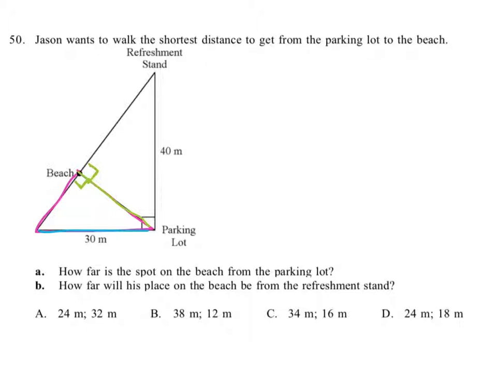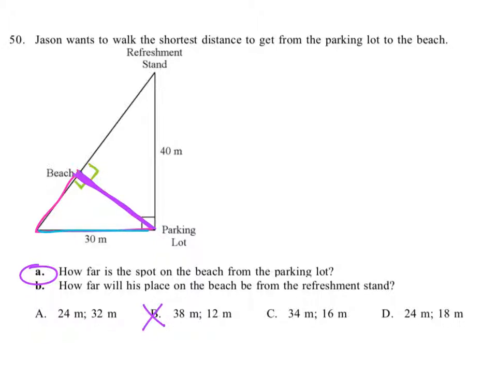So if A says, how far is the spot on the beach from the parking lot? Parking lot to beach, this length right here, that's what they're asking for. Well, look at what their choices are. For B, it says 38. It can't be longer than the hypotenuse. That's one of the legs, and it is definitely shorter than that. So right away, I can say that can't be the case.